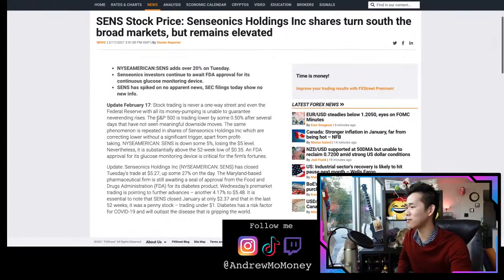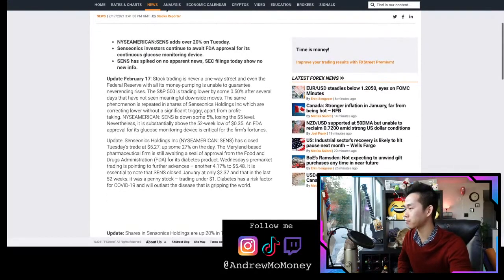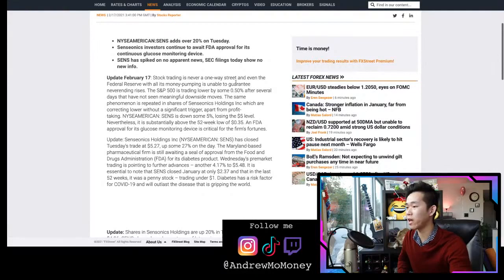So, Senseonics Holdings, updated February 17th: shares turned south with the broad markets but remain elevated. Stock trading is never a one-way street, and even the Federal Reserve, with all its money pumping, is unable to guarantee never-ending rises. The S&P 500 is trading lower by some 0.5% after several days that have not seen meaningful downside moves. The same phenomenon is repeated in shares of Senseonics Holdings Inc., which are correcting lower without a significant trigger, apart from profit-taking.